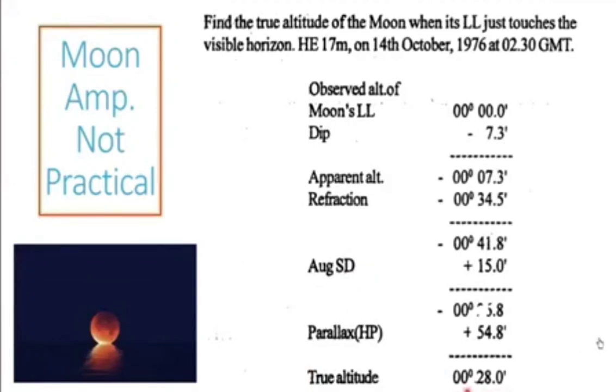So the moon had already achieved a positive altitude by the time you are able to see it, when it appears on your horizon. You are already having the moon at 28 minutes of altitude. So that's why amplitude is not possible. Amplitude is taken at the instant when the true altitude of the body is 0 degrees 0 minutes. That means the center of the body is on the horizon.